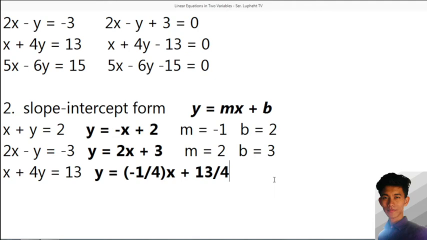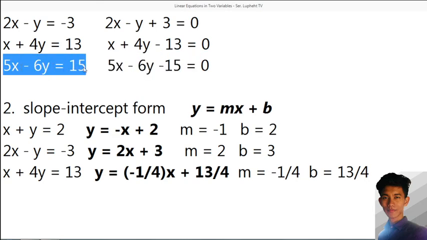And then, so, yung m natin is negative 1/4. Negative 1/4. Yan. So, the m is negative 1/4 kasi yun yung kasama ng x. And then, yung b natin ay 13 over 4. So, yan na po ang ating answer, no? So, our m is negative 1/4 and our b is 13 over 4. Okay? So, let's head to our last example.